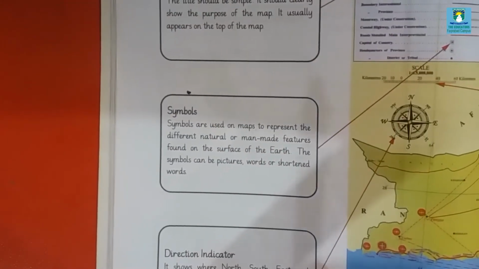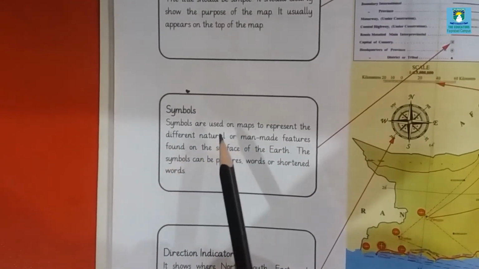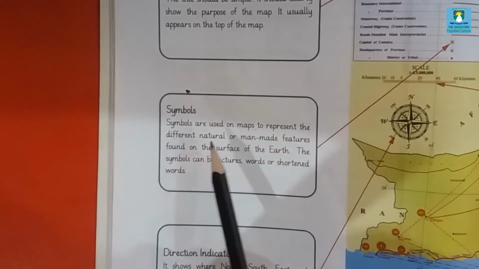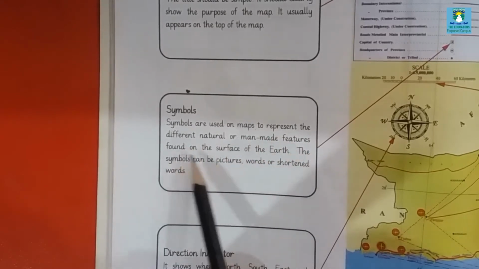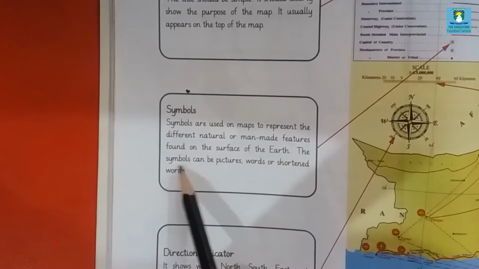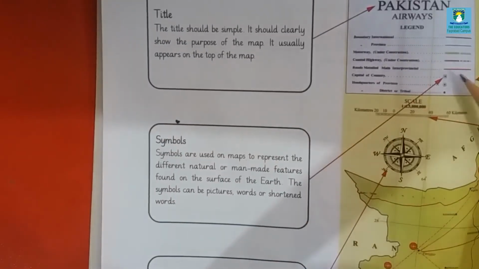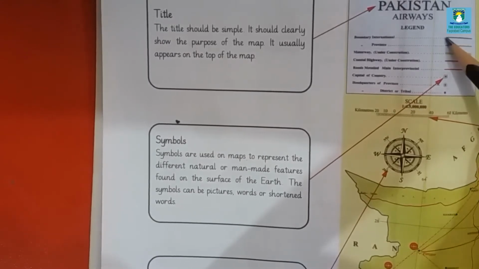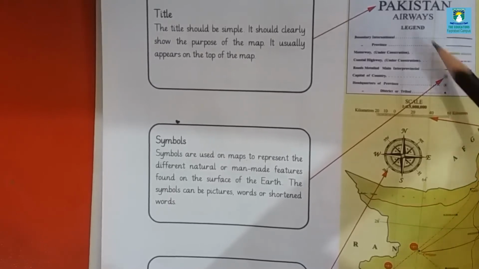Next is symbols. Symbols are used on the maps to represent different natural or man-made features found on the surface of the earth. The symbols can be pictures, words or shortened words. For example, as you can see, these are some symbols. Like this is black circle, this is red dot, and this is dark black. This is dark purple line, light purple line.